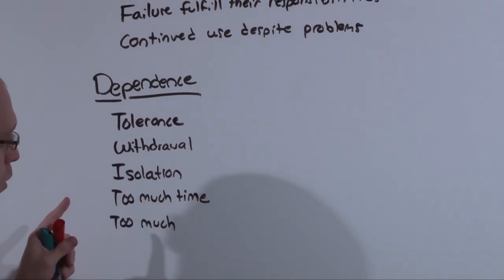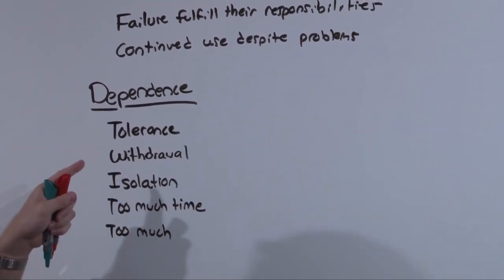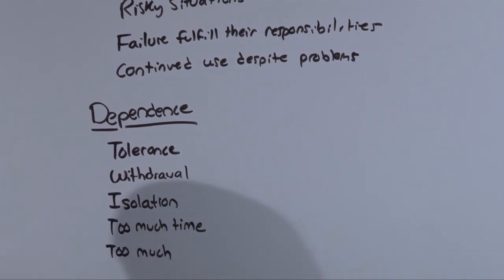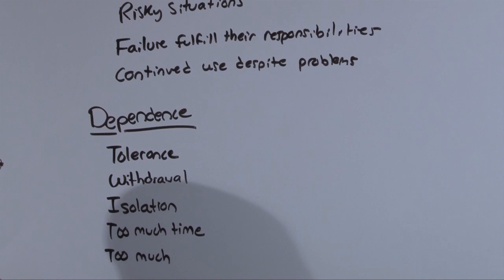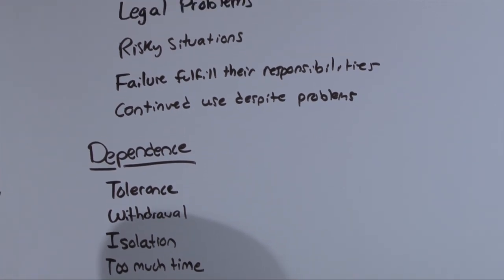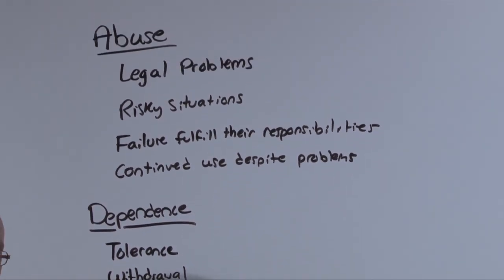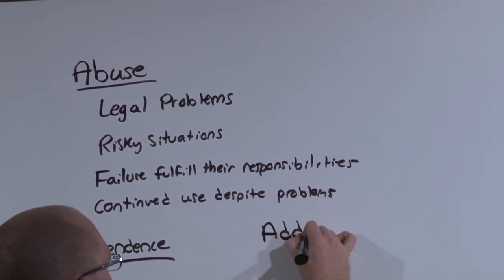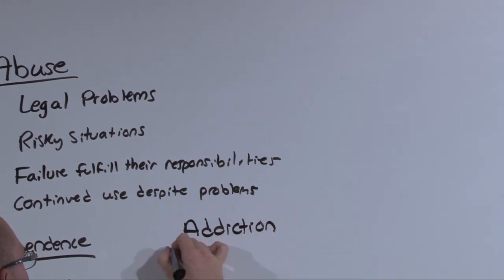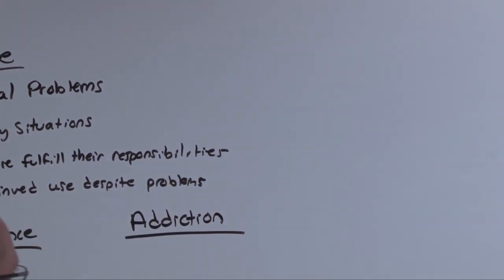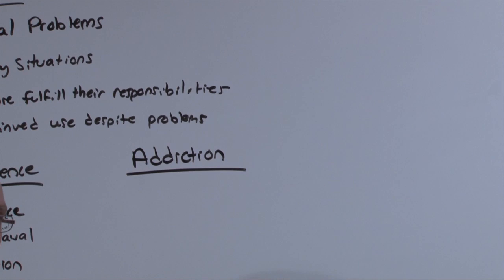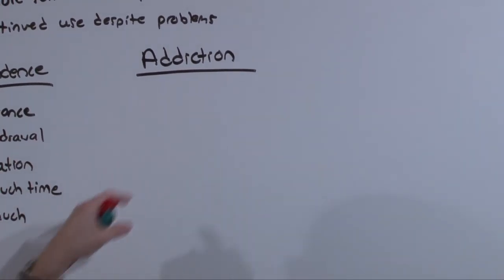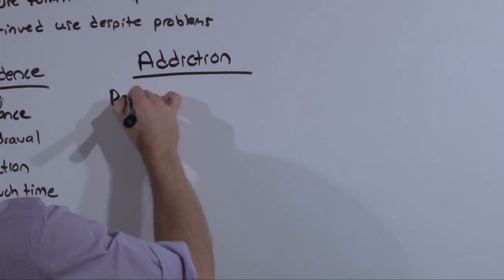So with all of these problems, legal issues, failure to fulfill responsibilities, needing more just to get the same high, why do people use drugs? And that is asking the question, what is the pathology of addiction? Now, not everyone who abuses drugs or gets dependent on drugs is an addict. Some people just like to party. But the person who is an addict has a genetic predisposition to the disease.